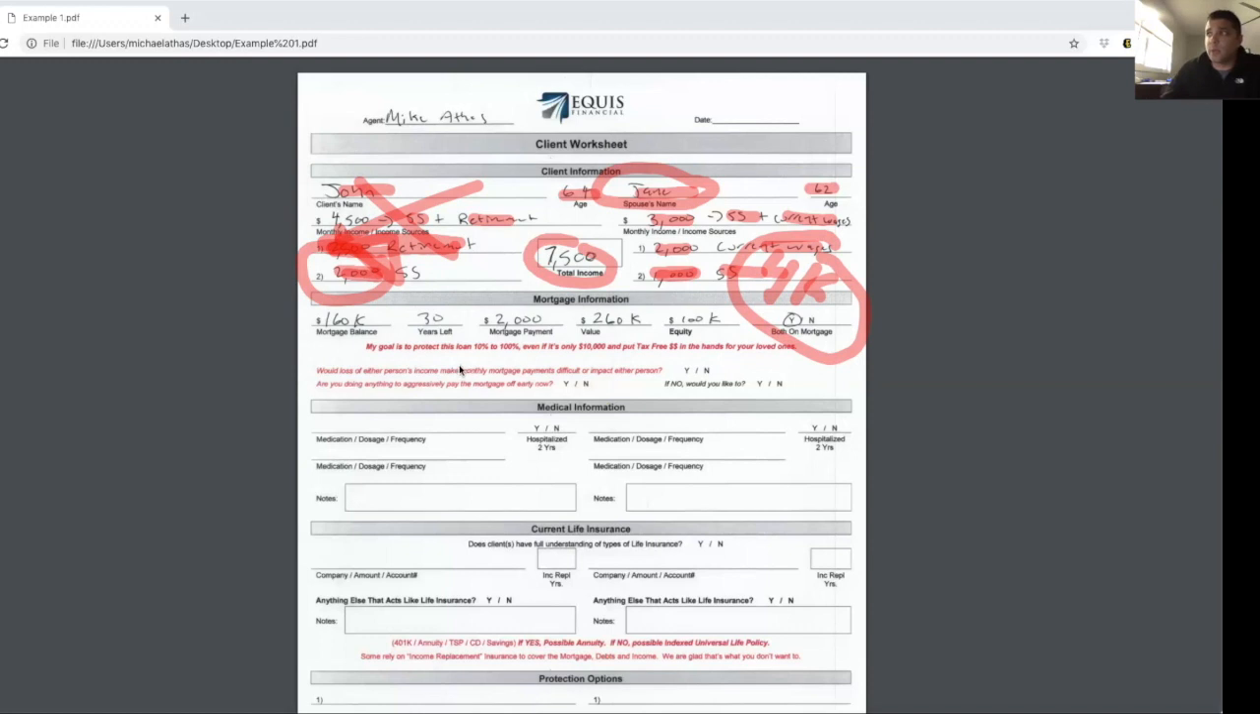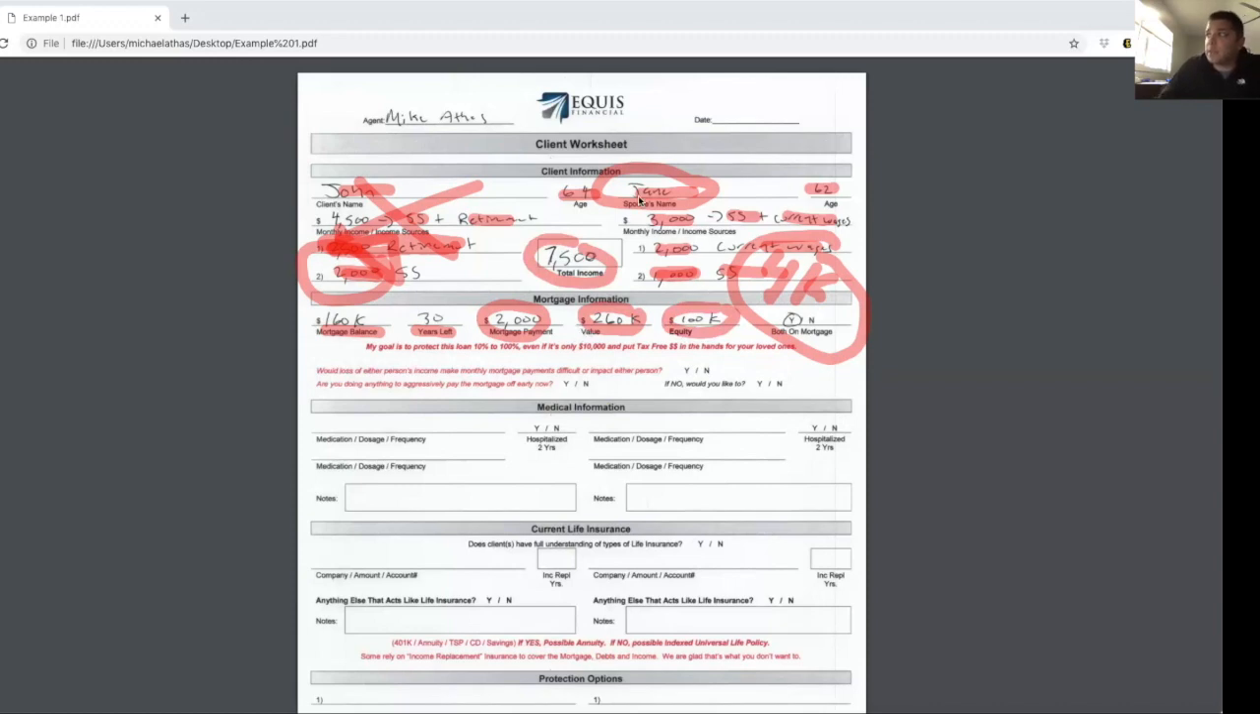Let's scroll down a little bit so we can keep going through this client worksheet. They have a $160,000 loan with 30 years left. Let's say they just refinanced or just purchased the home, whatever. That doesn't matter for this example. The mortgage payment is $2,000 a month. The value is $260,000, so they have $100,000 of equity.